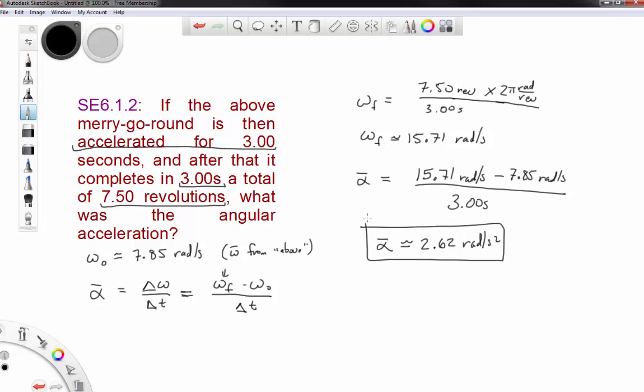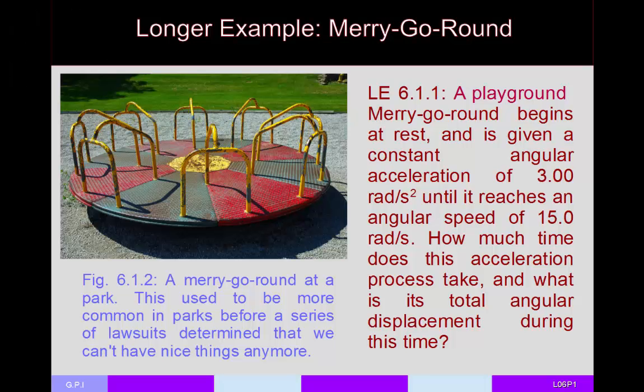All right, so those are 2 relatively short examples. Let's do a slightly longer example just to be safe. In this longer example, we have a merry-go-round which is initially at rest. It's given some angular acceleration of 3 radians per second squared until it reaches its final angular speed of 15 radians per second. The question is, how much time does this acceleration process take, and what is the total angular displacement during this time?